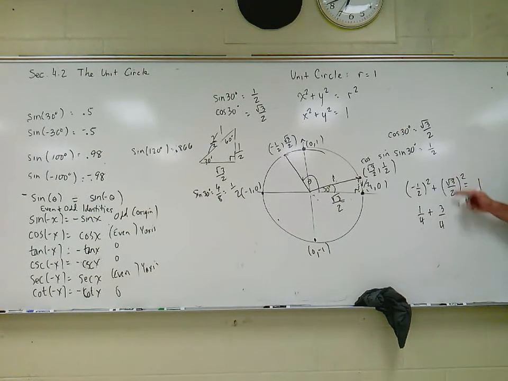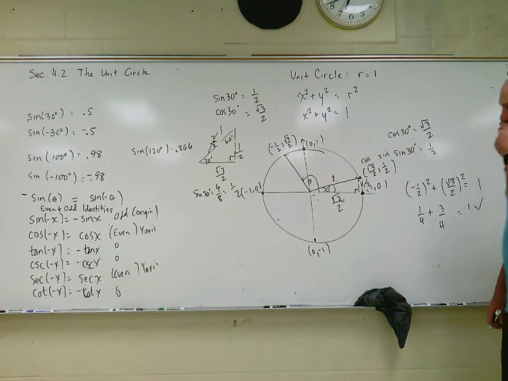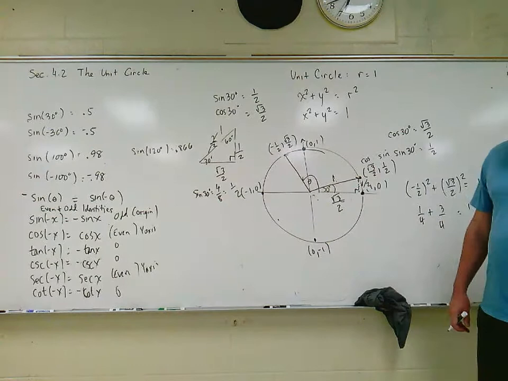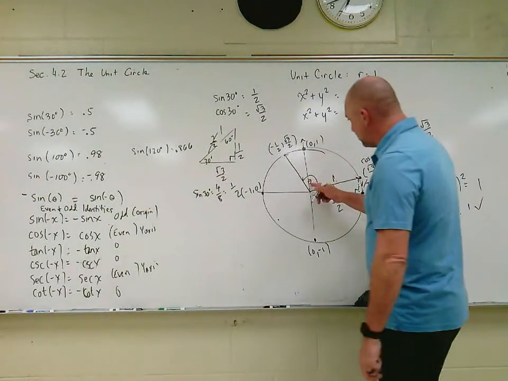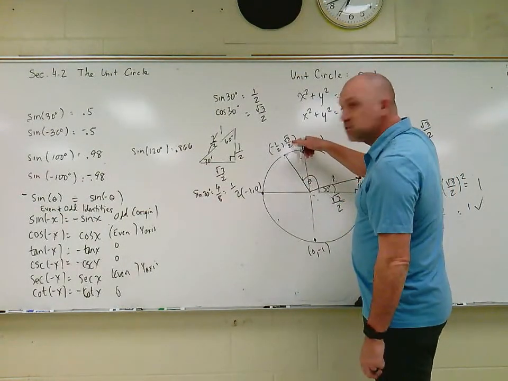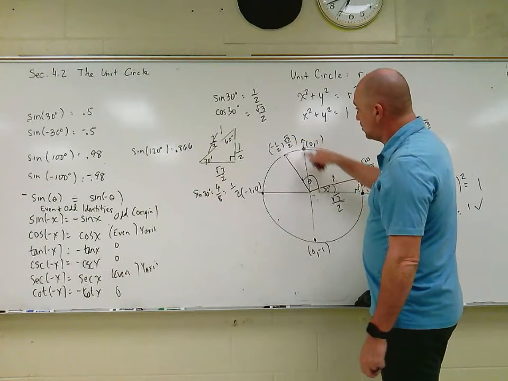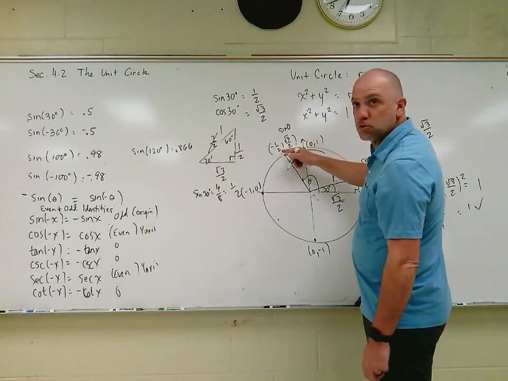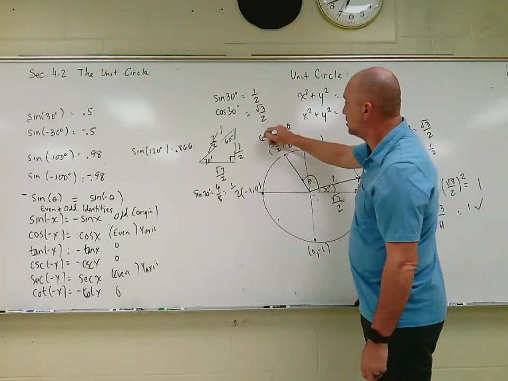So square root of 3 over 2 squared is 3/4. So what's 1/4 from 3/4? 1. Boom. It's a point on the unit circle. Okay. Now, whatever this angle is, I'm not going to tell you what it is. It doesn't matter. But what do I know? This answer should be the sine of the angle. This answer should be what? The cosine. That's exactly right.